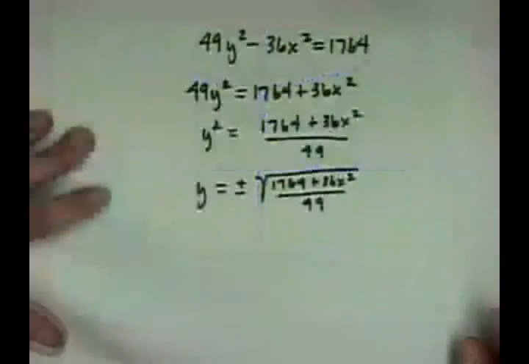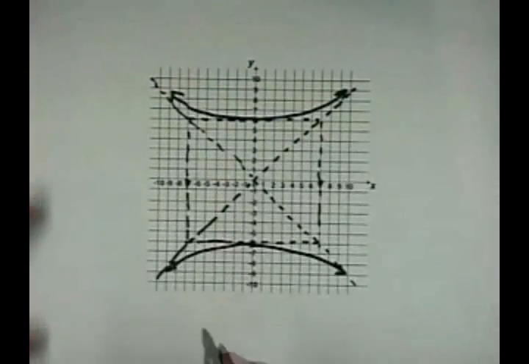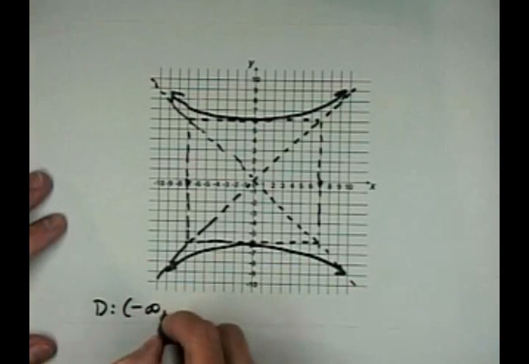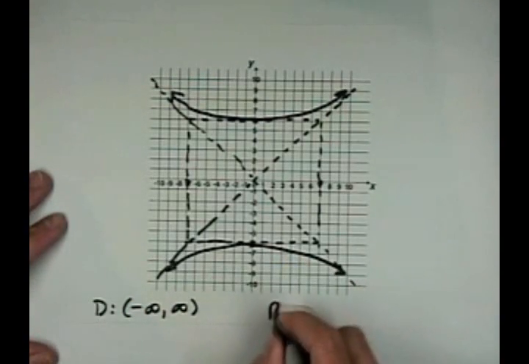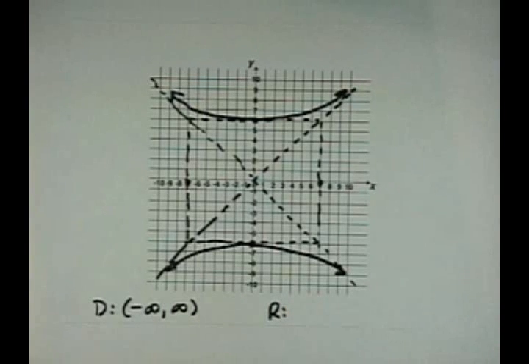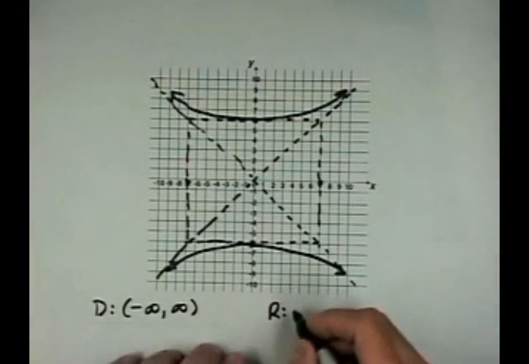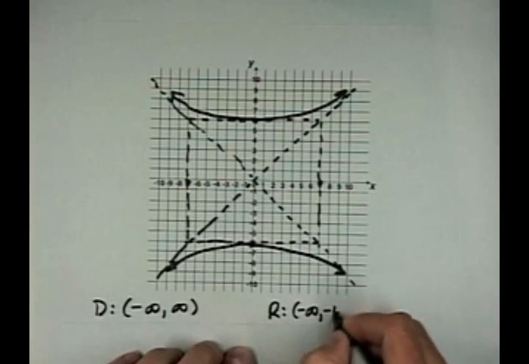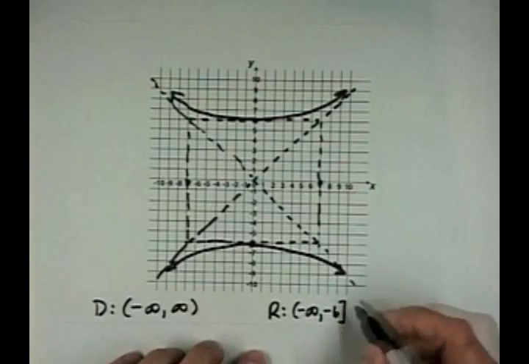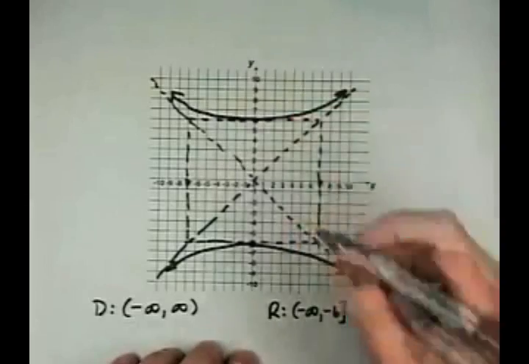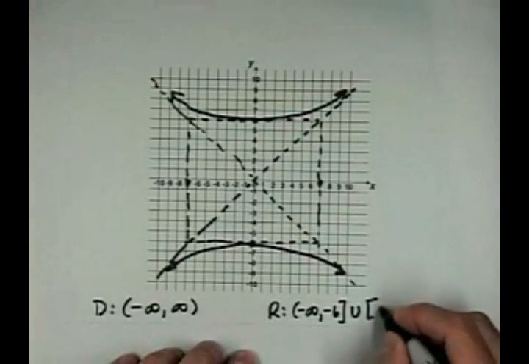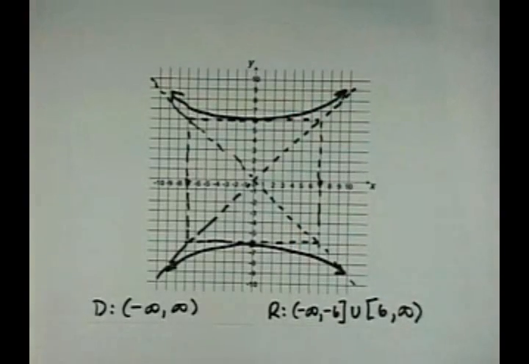Back over here, let's look at our by hand graph and write the domain and range there. The domain is the x's this covers from left to right. Since the hyperbola extends in both directions, that's negative infinity to infinity. The range is a little bit more restricted though. The range extends from negative infinity to negative 6, including that, but then the points in between are excluded, so we union that with 6 to positive infinity.